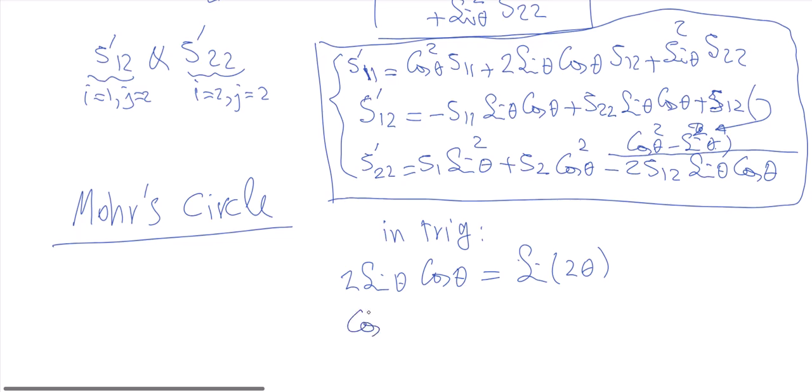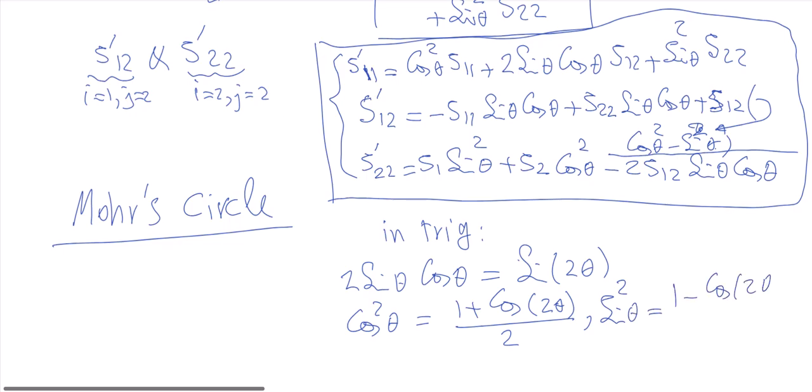Cosine theta square is (1 plus cosine 2 theta) divided by 2. And similarly, sine theta square is (1 minus cosine 2 theta) divided by 2. So simply what he did, he replaced the cosine and sine of theta, everything which is in terms of theta, in terms of 2 theta.